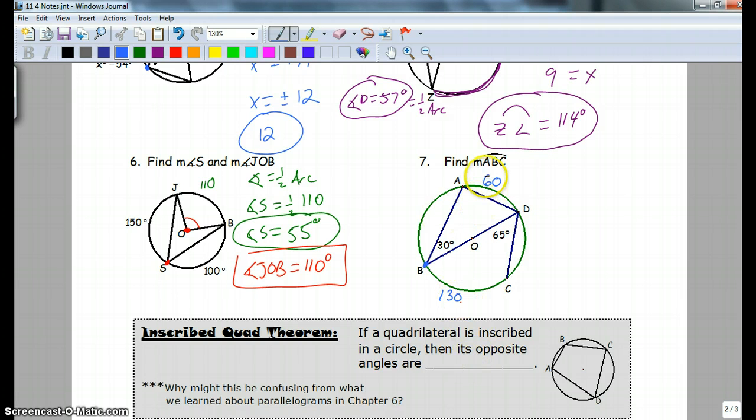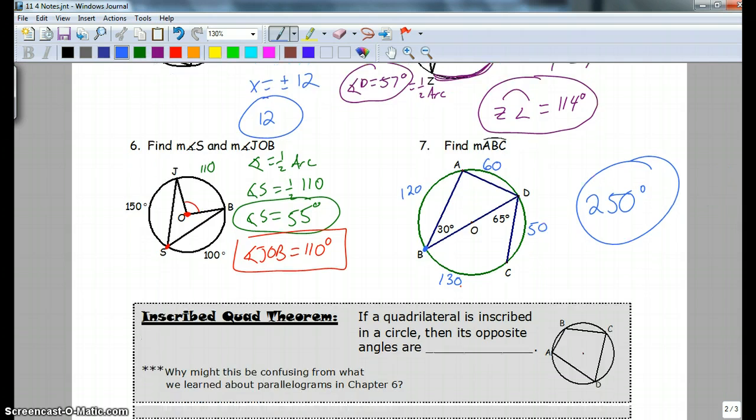However, if you look, what else did they give us? Well, since O is the center of the circle, this is a diameter. So if this is 130, this is 50. And if this is 60, this is 120. So what is the measure of arc ABC, the major arc? 120 plus 130 is 250 degrees.